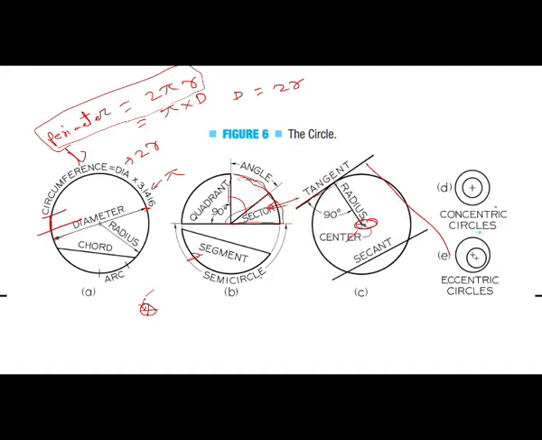This is called a concentric circle: any circle and another circle with the same center but different diameter or different radius are called concentric circles. And circles where there is a small circle, but the center is different, for this circle the center is here, and for the bigger circle the center is different, that is called an eccentric circle. So concentric circles are different from eccentric circles, we must remember that. So these are all the definitions of circles.